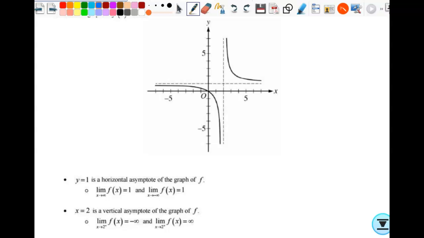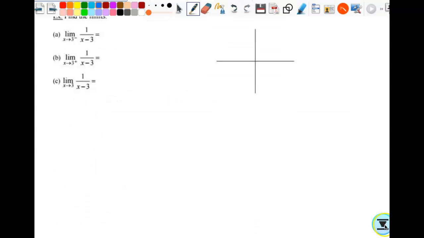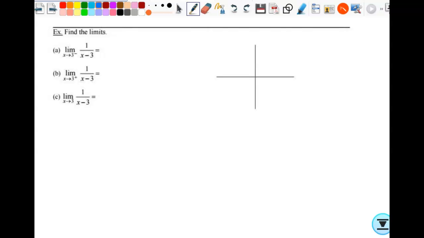So let's look at this non-graphically. We're going to find the limits. We're going to sketch the picture when we're done. So we're actually going to start with C. Okay. The limit as x approaches 3. What is that limit going to be?